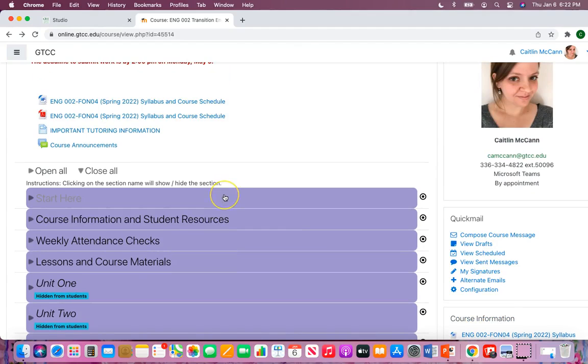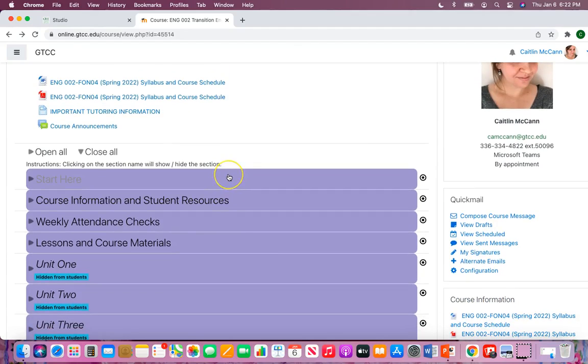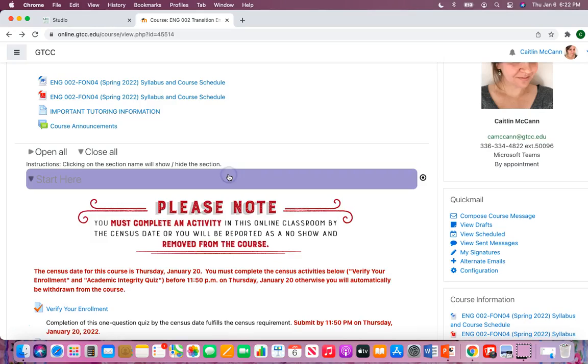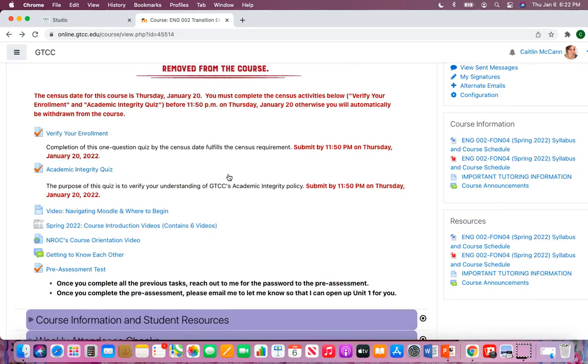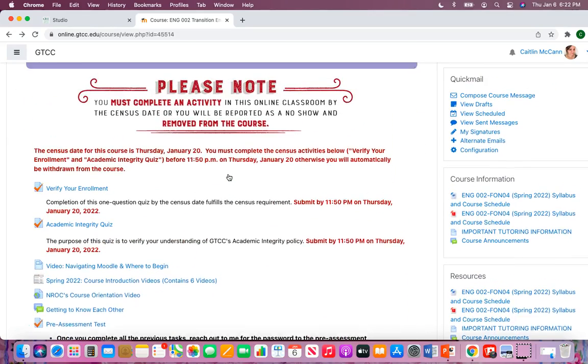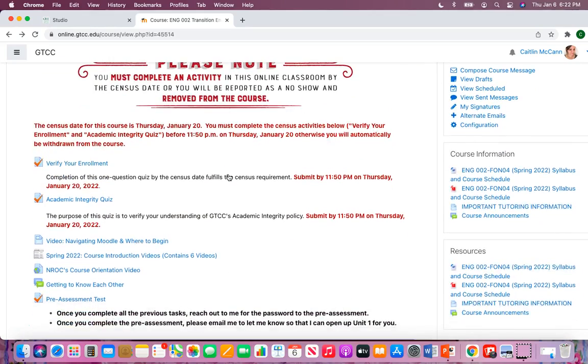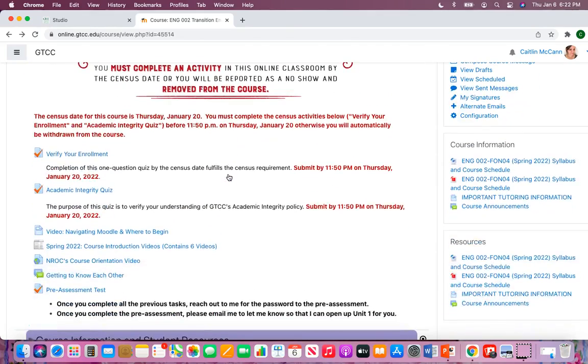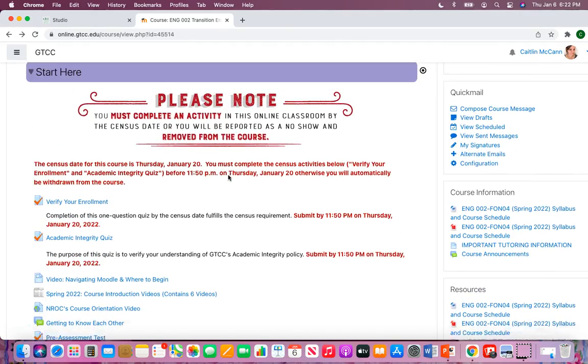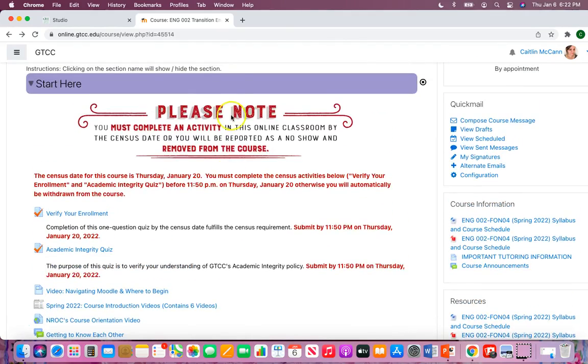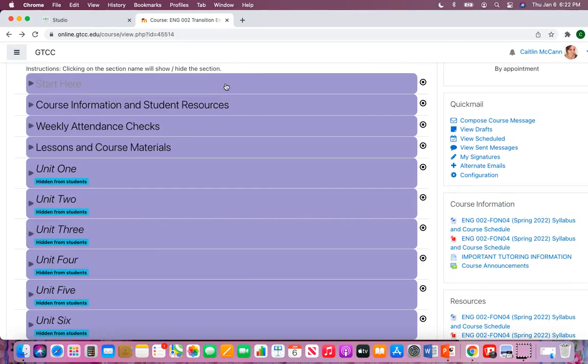So these larger headers here. First, we have the Start Here block. I'm going to walk through everything that's under the Start Here block. These are tasks that you need to accomplish during the first week of the semester. So I'm going to go ahead and close this block and walk through the other ones, and then we'll come back to the Start Here block.